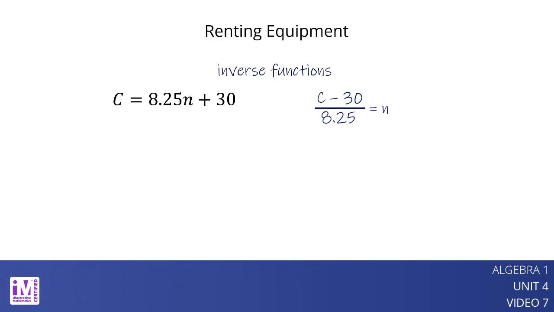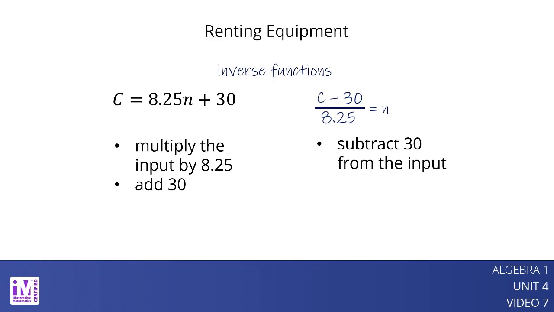Notice that the equation defining the inverse function is found by reversing the process that defines the original linear function. The original rule tells us to multiply the input, n, by 8.25, then add 30 to the result to get the output, C. The rule of the inverse function shows that we subtract 30 from the input, C, then divide the result by 8.25 to get the output, n.